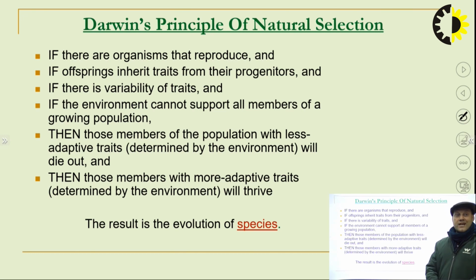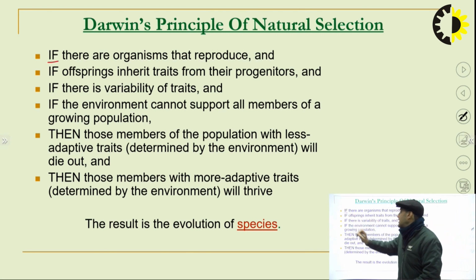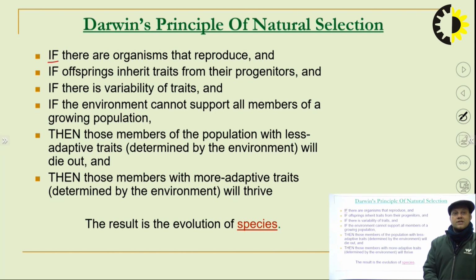These are the principles given by Darwin, the principle of natural selection. I use the word "if." Number one, if there are organisms that reproduce. Number two, if offspring inherit traits from their progenitors. Thirdly, if there is variability of traits. Fourth, if the environment cannot support all members of a growing population. Then what does this theory say? Then those members of the population with less adaptive traits will die out.